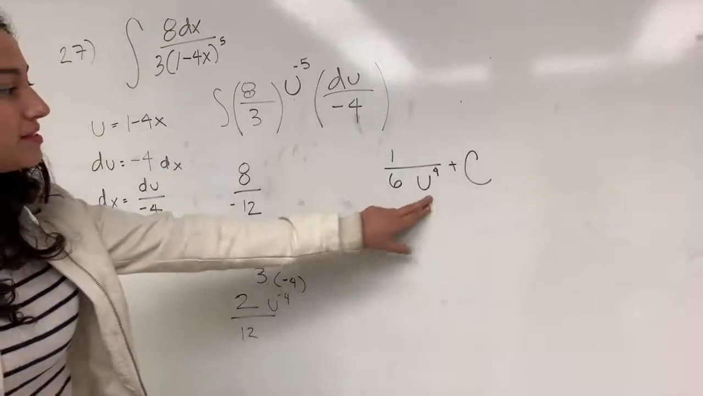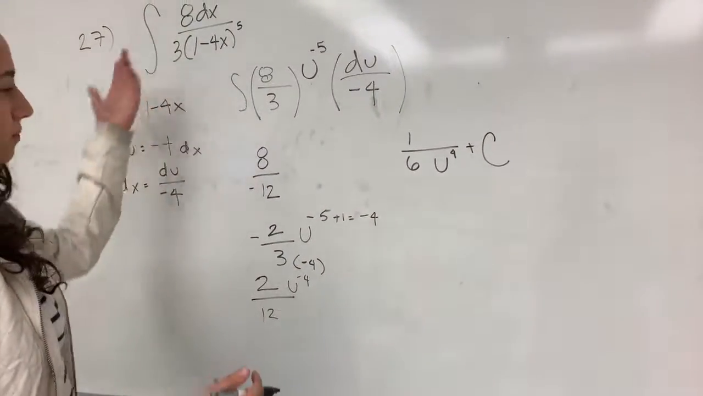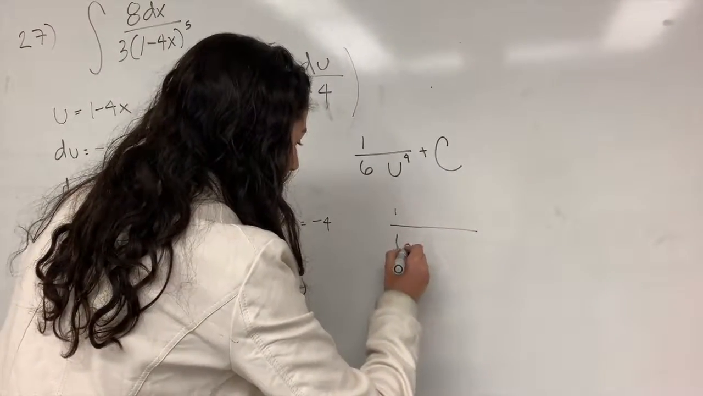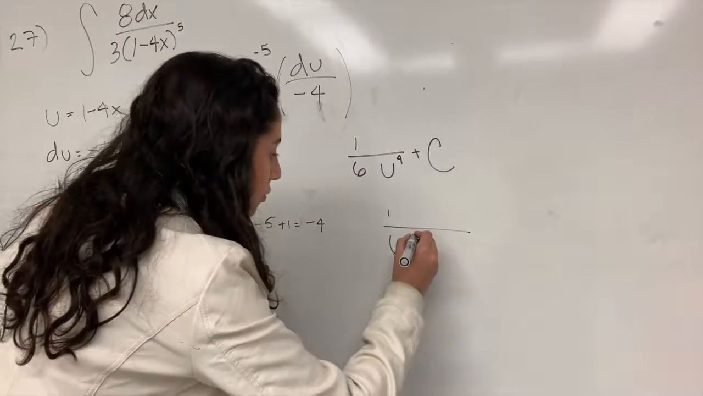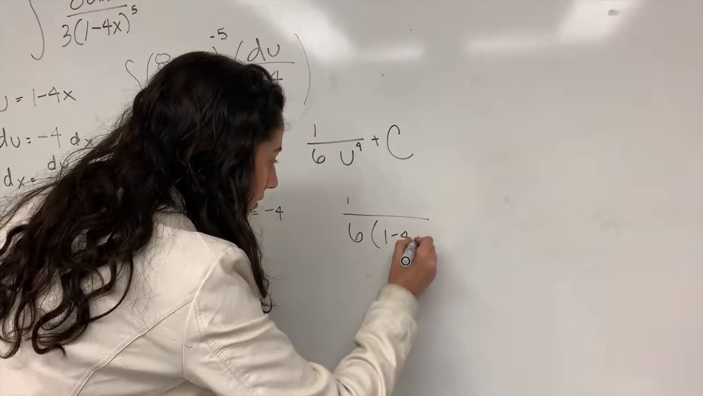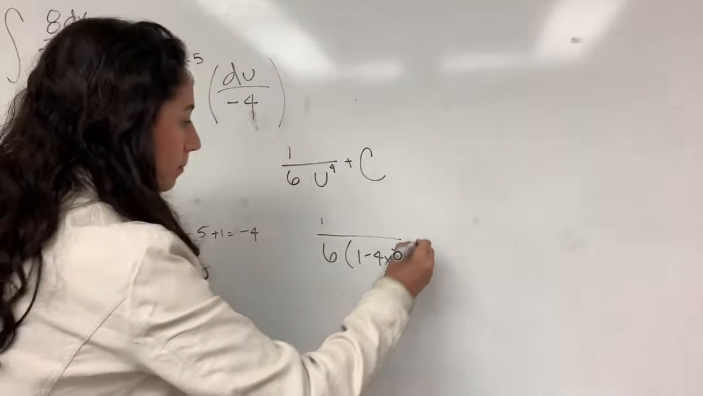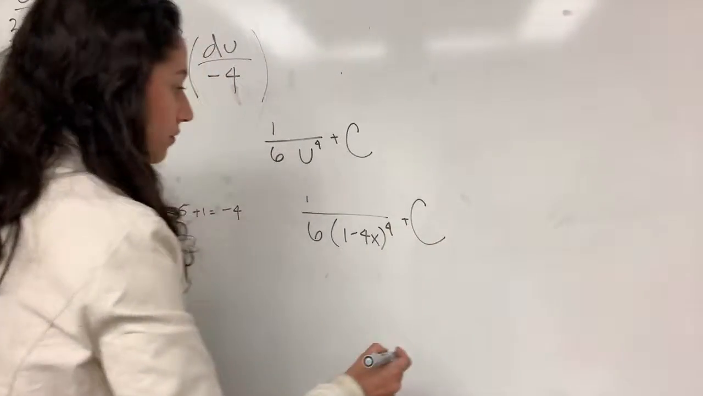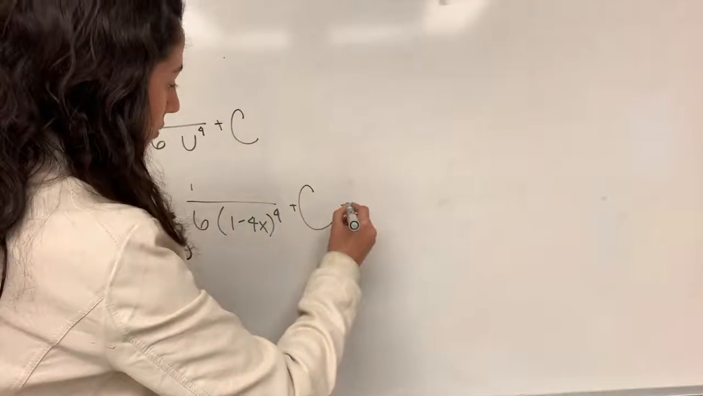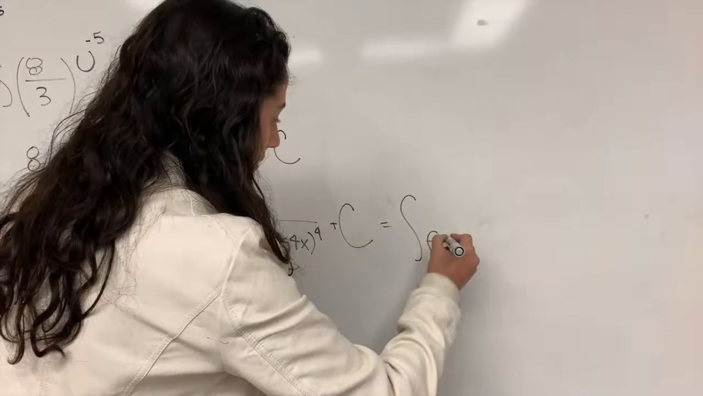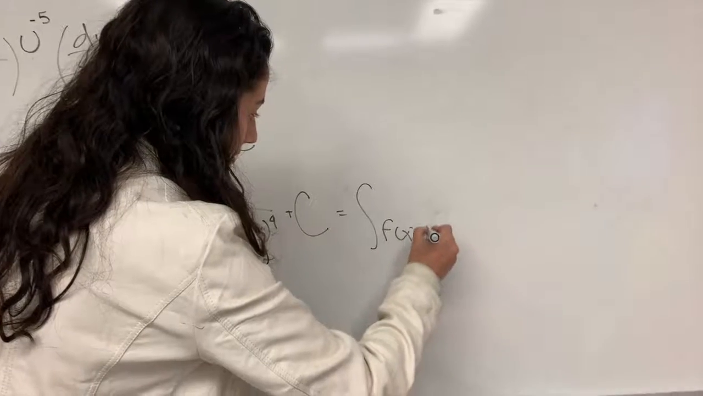And then you have to replace the u with your u. So it's 1 over 6, and then u is 1 minus 4x to the fourth power plus c. All of this equals the proper notation, which is f of x dx.